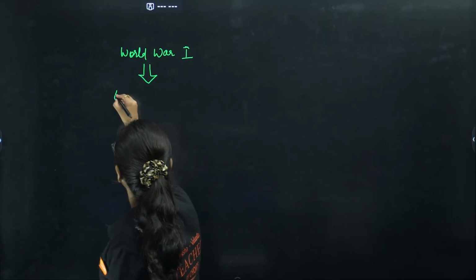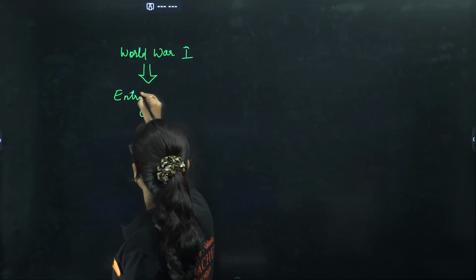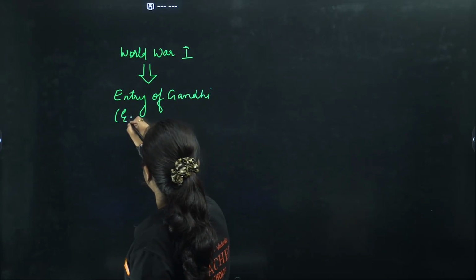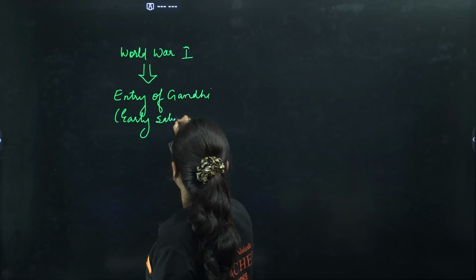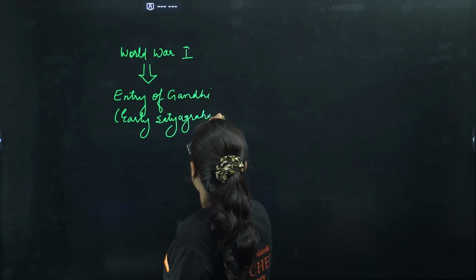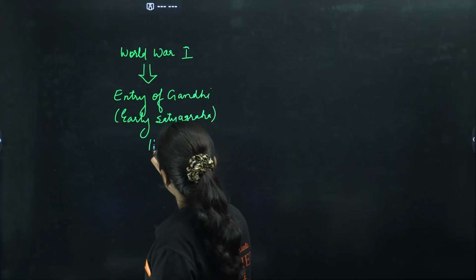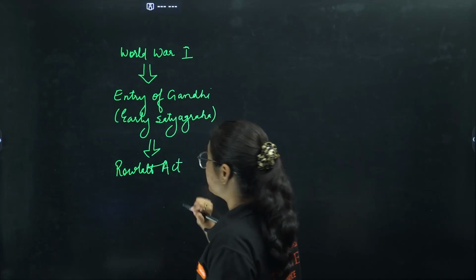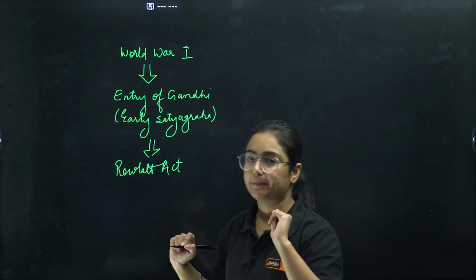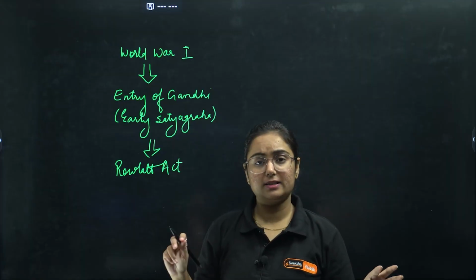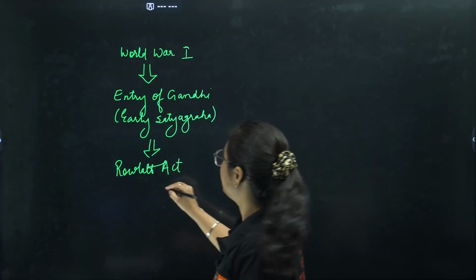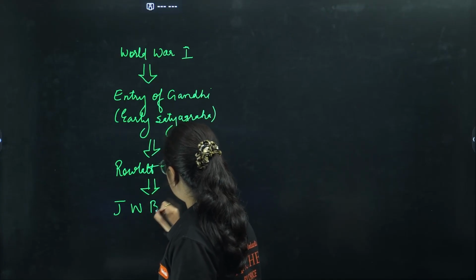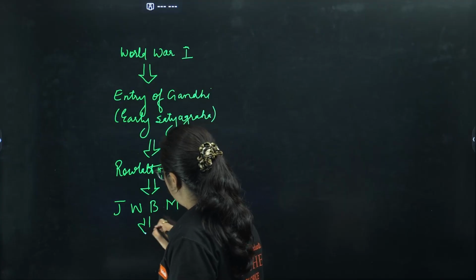Then we have seen the entry of Gandhiji, in which Gandhiji's early Satyagrahas were seen: Champaran, Kheda and Ahmedabad. Moving further, it was the Rowlatt Act, and in response to the Rowlatt Act, Gandhiji launched the Rowlatt Satyagraha. What was the response of Indians in the Rowlatt Satyagraha? What was the British response in the Satyagraha is very, very important. After that, we have seen the Jallianwala Bagh massacre. Then what?